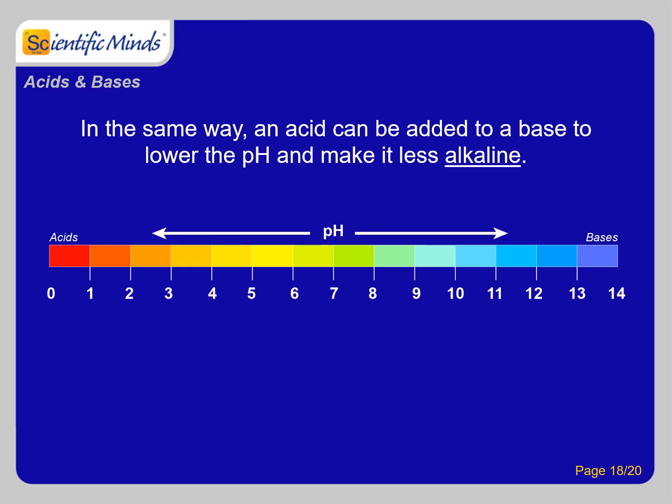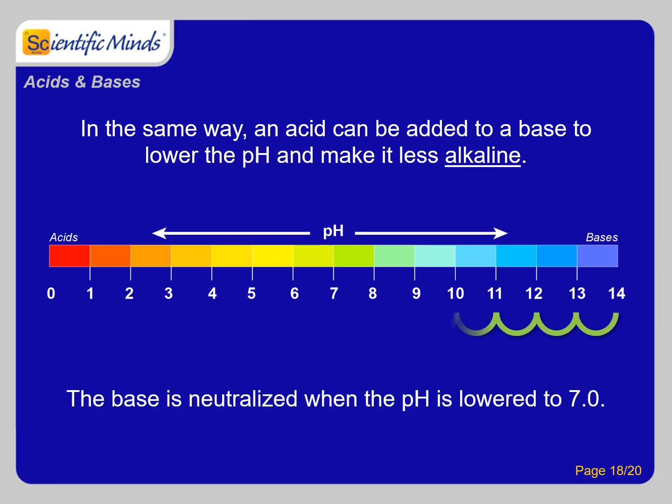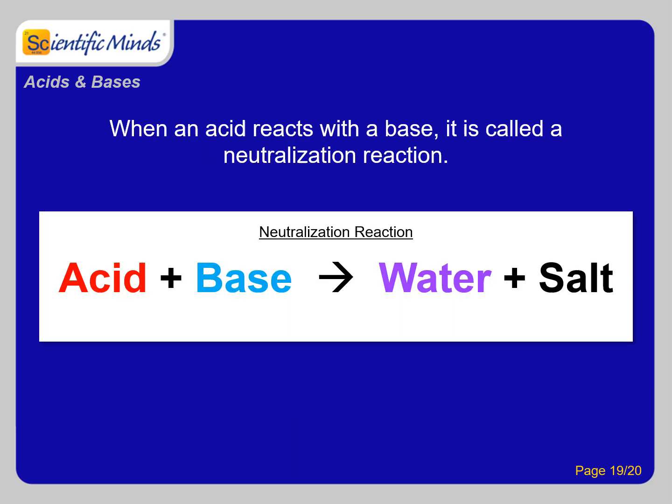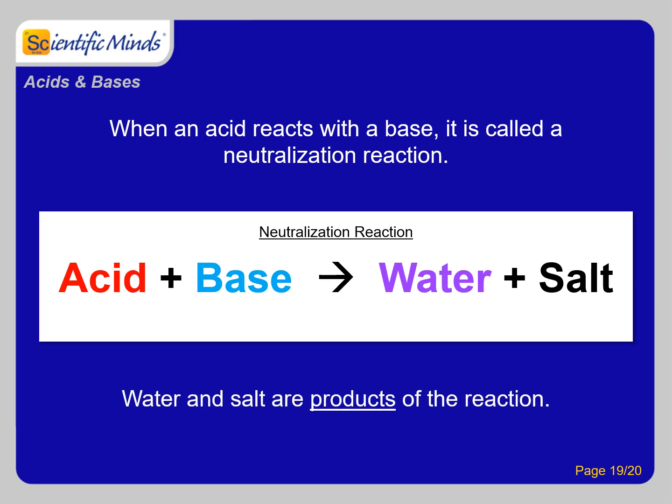In the same way, an acid can be added to a base to lower the pH and make it less alkaline. The base is neutralized when the pH is lowered to 7.0. When an acid reacts with a base, it is called a neutralization reaction. Water and salt are products of the reaction.